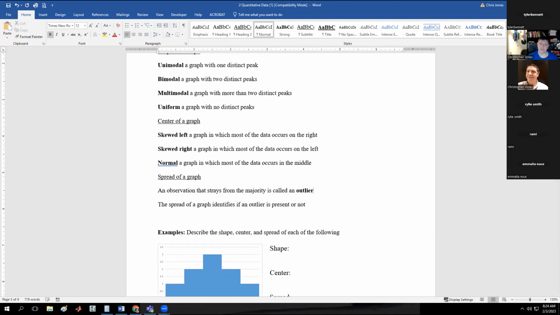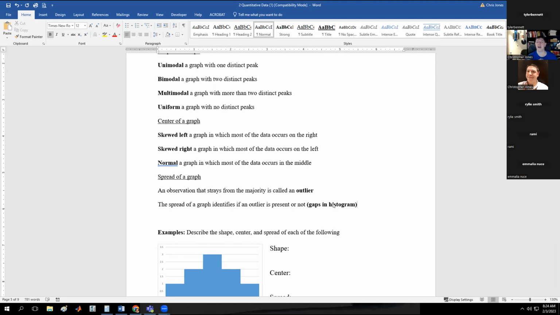And the spread of a graph identifies if an outlier is present or not. Realistically, what we're looking for is gaps in our histogram or gaps in the data. That's usually a good indicator that there's going to be an outlier. Or it could be gaps in your stem and leaf plot or gaps in your dot plot, whichever graph you're looking at.